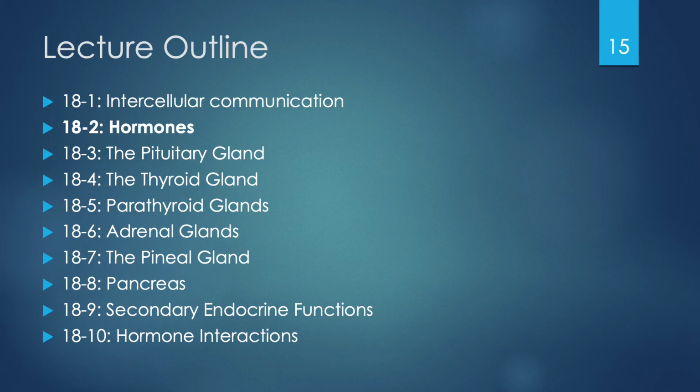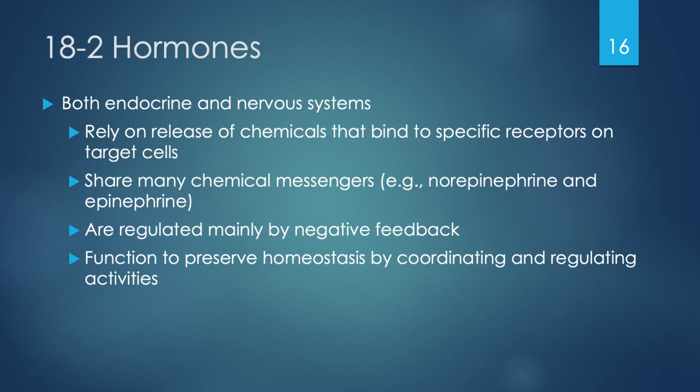Section 18.2, Hormones. As I mentioned in the very beginning of this lecture, both the endocrine system and the nervous system rely on the release of chemicals that bind specific receptors on target cells. And they share many chemical messengers. For example, norepinephrine and epinephrine are shared by both the endocrine system and the nervous system. Both of these are regulated primarily by negative feedback, and they function to preserve homeostasis. So they try to coordinate and regulate our activities.